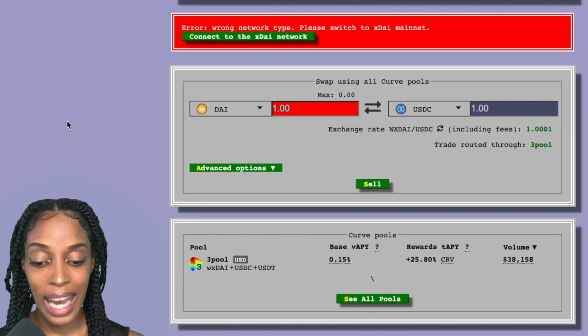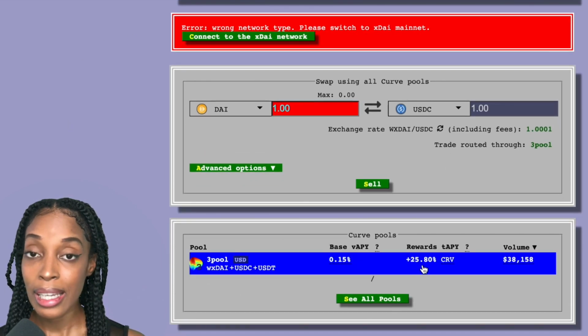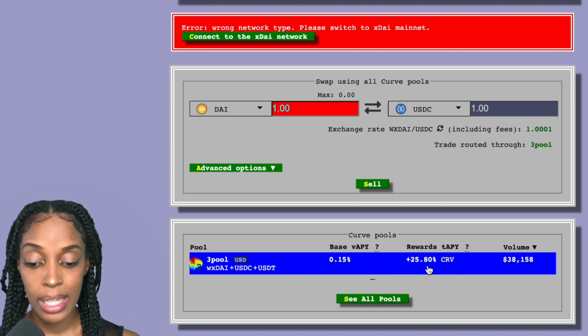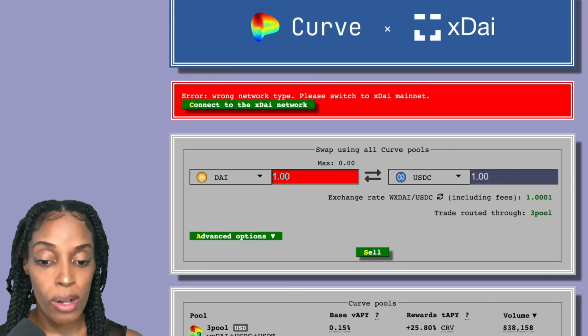And then finally, if we look at xDAI, we see here the yield is actually quite decent. You're getting 25% in Curve tokens, but the base APY is 15%. So that wraps up all 7 blockchains.